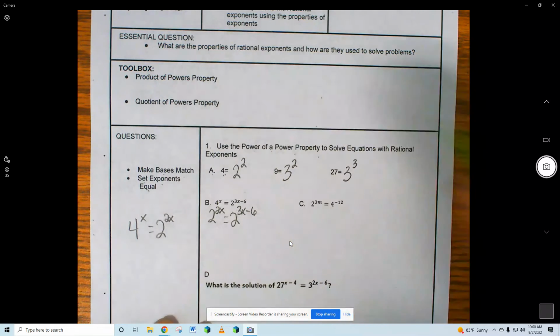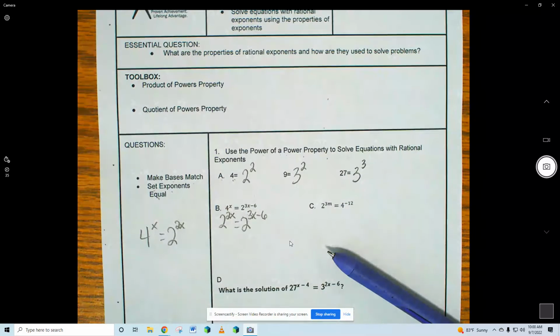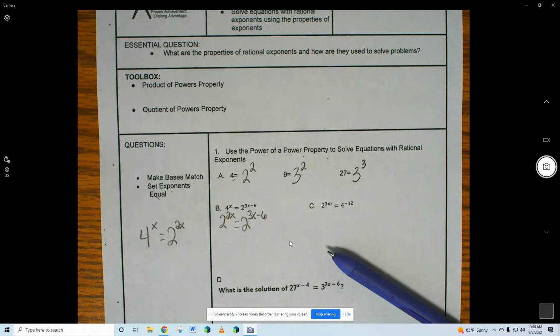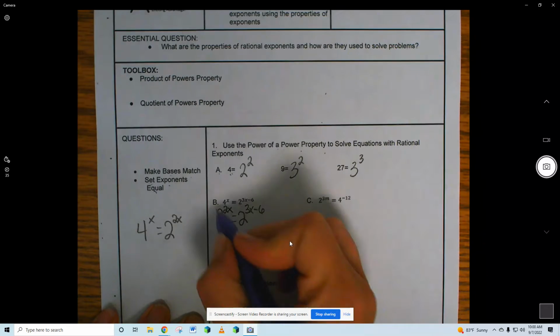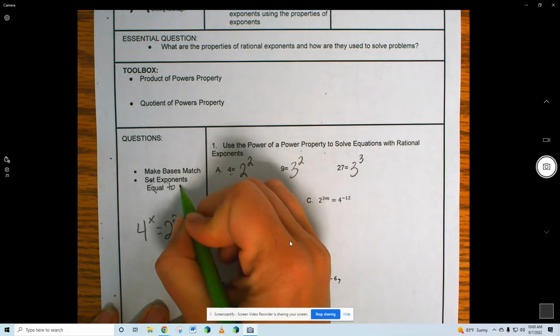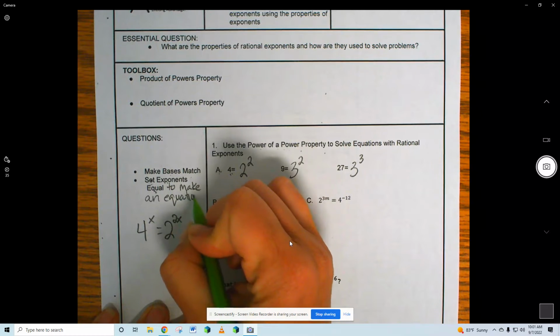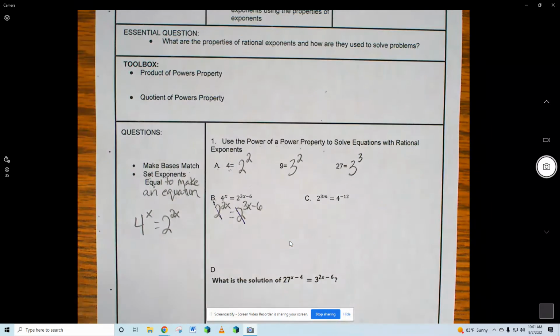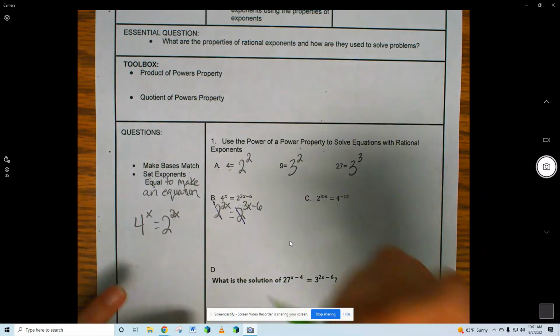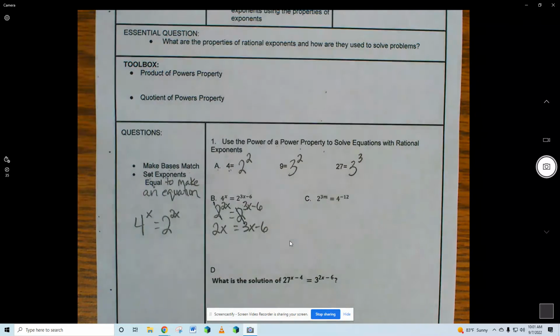3x minus 6. Okay. I have the same bases. What do I do when I have the same bases? Yep, cross them. And I set the exponents equal. And I set them equal to make an equation, really. On the left side, I just have 2x. On the right side, I have 3x minus 6. All right. This is just solving for x.